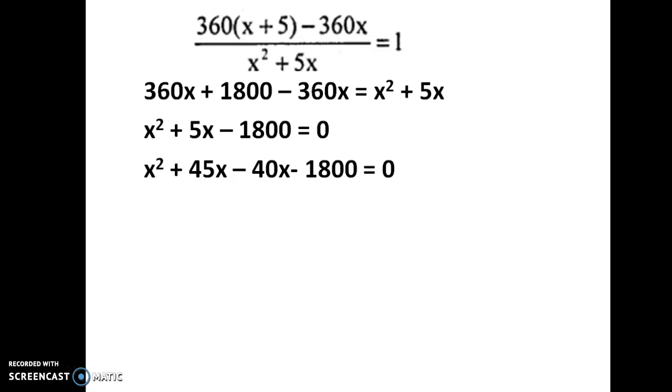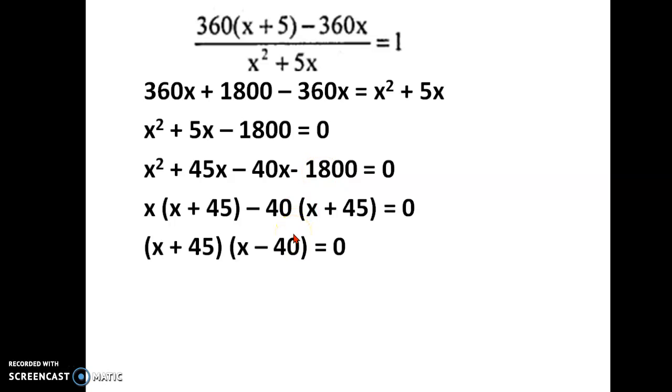Okay, then again splitting the middle term, I split this 1800 into 45 and minus 40. Okay, so if it is added, I am getting 45 minus 40 is 5. So this is the middle term which is split into 2. Now taking out common, here x is common, so x is taken out, and here 40 is common, so 40 is taken out. So again I get x plus 45 into x minus 40 equal to 0.